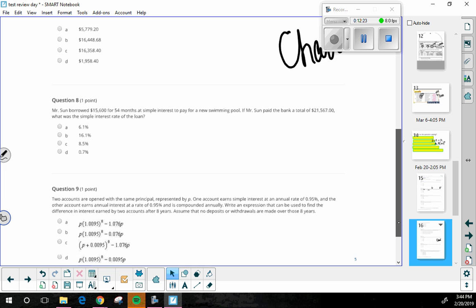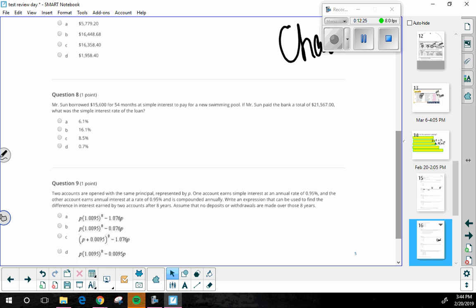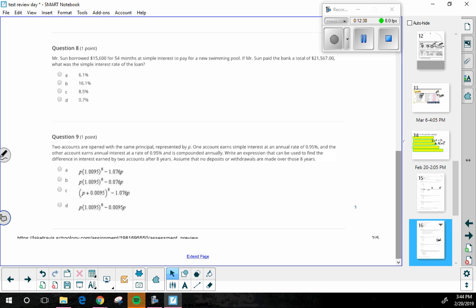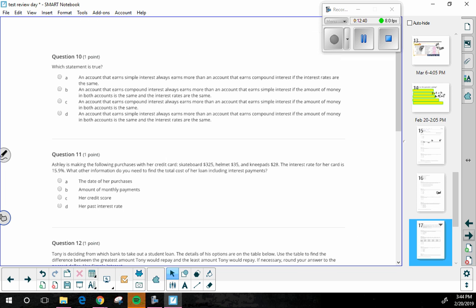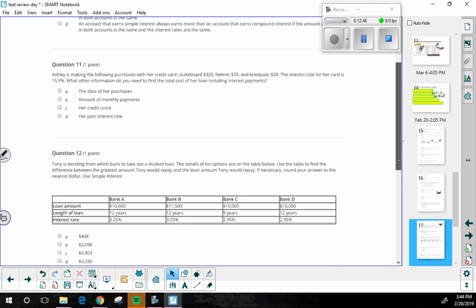Number 8, Mr. Son borrowed $15,600 for 54 months, simple interest rate, to pay for a new pool. You need a chart? No. Number 9, I can already tell. Do you need a chart for number 9? No, I promise you don't. All right. Number 10, what statement is true? You don't need a chart. Making purchases with a credit card, it's not even asking.